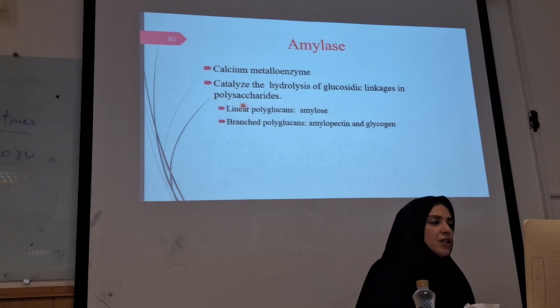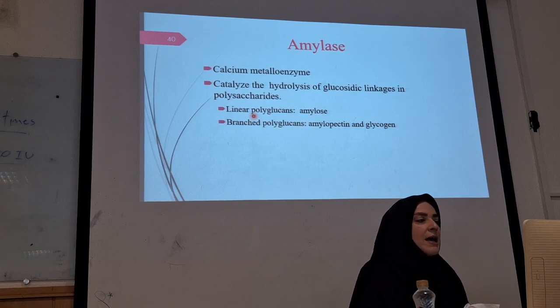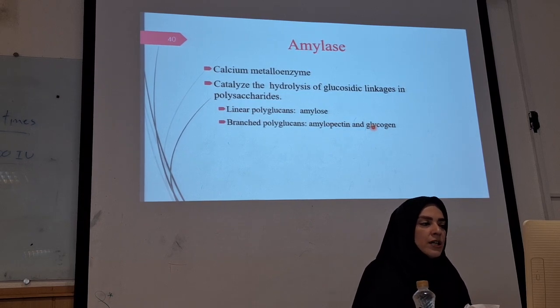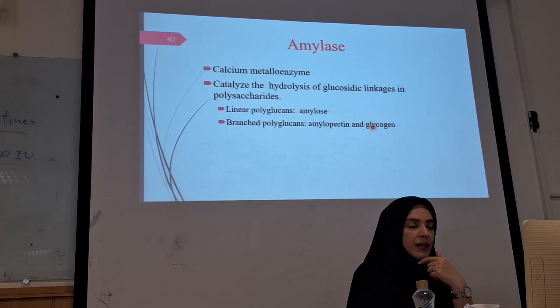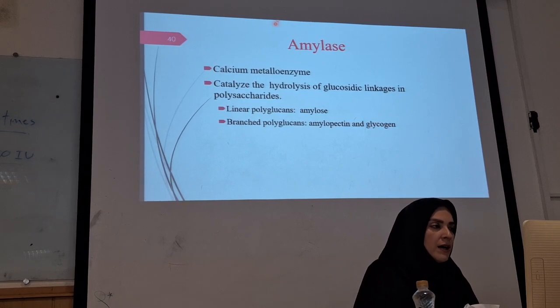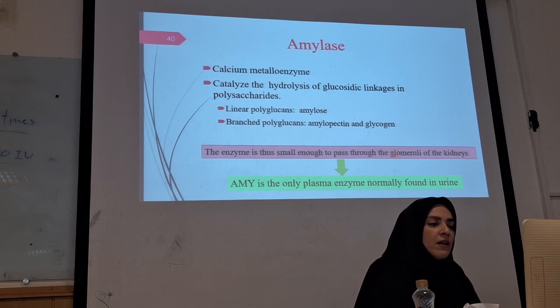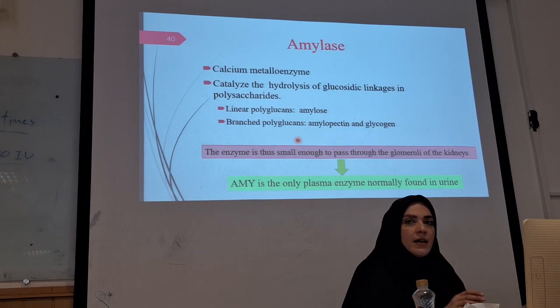So, as I mentioned, they catalyze the glycosidic linkage of the polysaccharide. Maybe this is linear, like amylose, or branched, like amylopectin and glycogen. So, all of them can actually be hydrolyzed by this enzyme. This enzyme is small enough to pass through the glomerulus of the kidney. So this is very, very important.